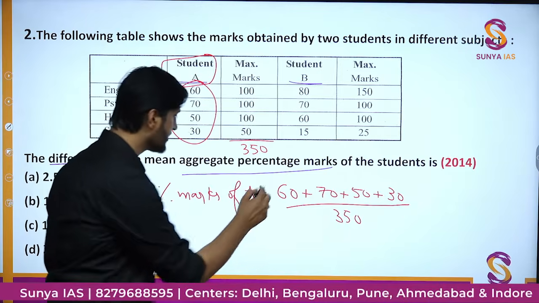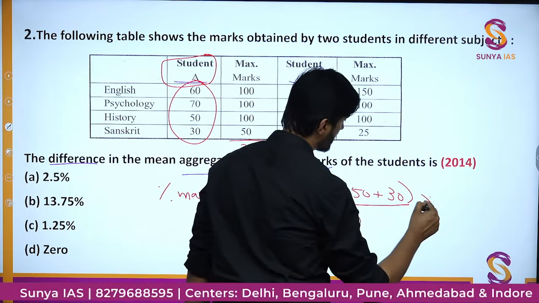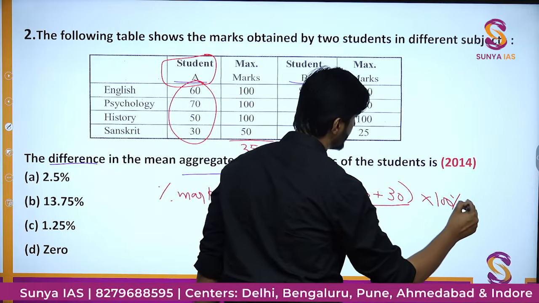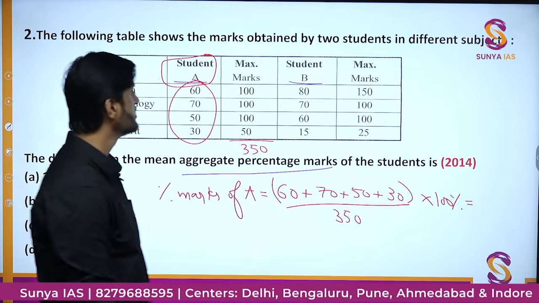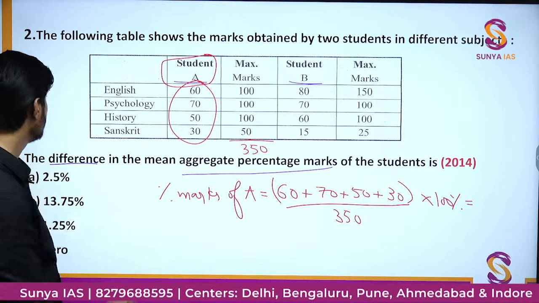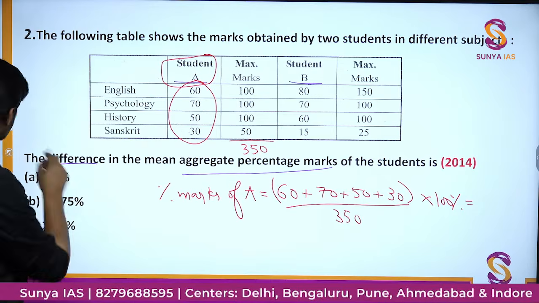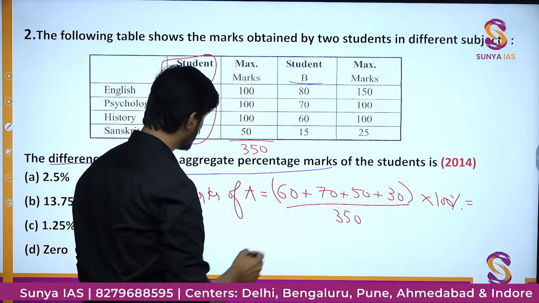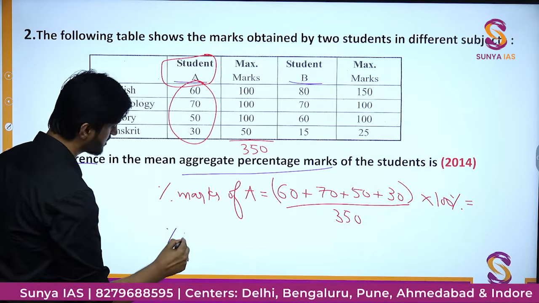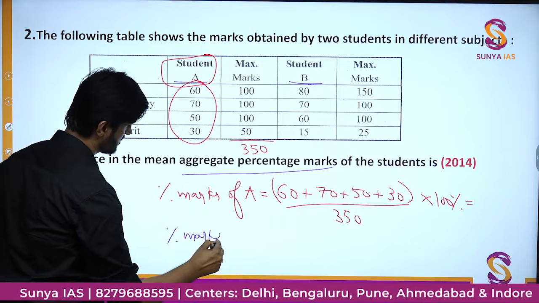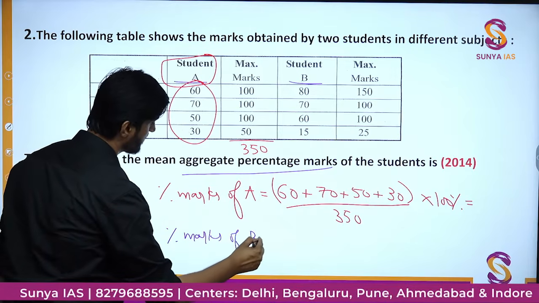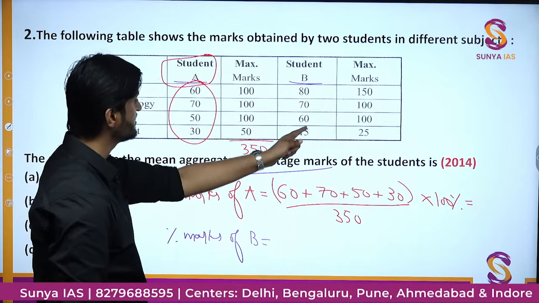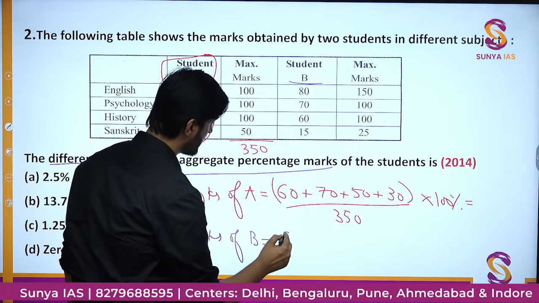And so, if we multiply this figure with 100, we'll get the answer in terms of a percentage. Similarly, if we talk about B, so here we have candidate B. Student B is actually scoring how much? So we have to find percentage marks of B. They are nothing but 80, 70, 60 and 15. We'll just add all of them.